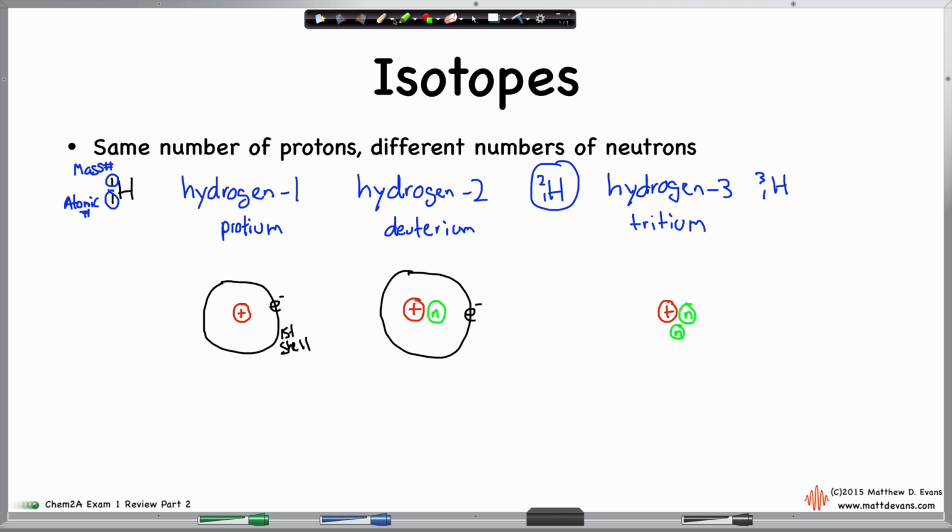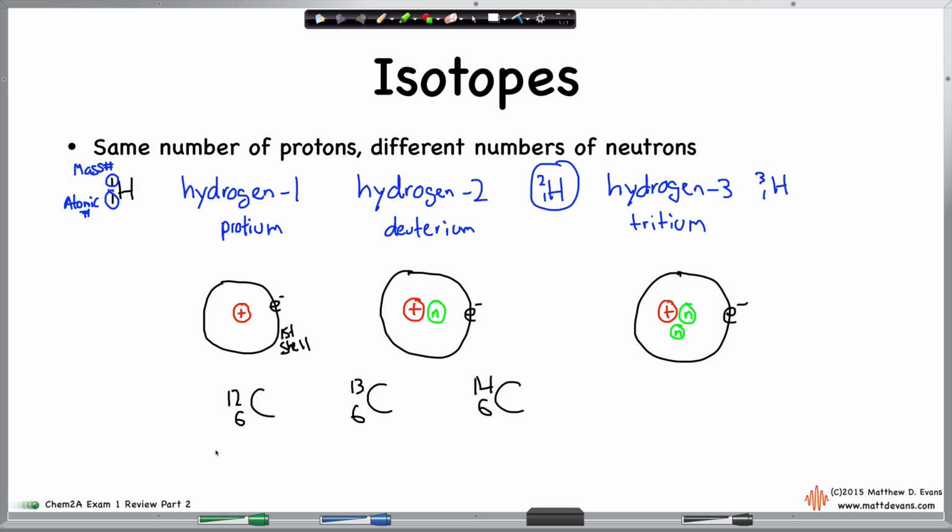This is our simple little cartoon picture. And then, of course, there's 1 electron. Some other isotopes that we commonly run into. Here's carbon. So carbon is carbon-12 in this case. We're talking about very specifically carbon-12, that isotope, versus carbon-13 versus carbon-14.